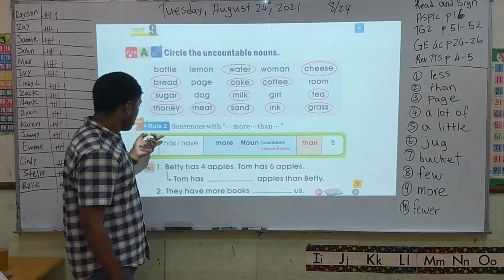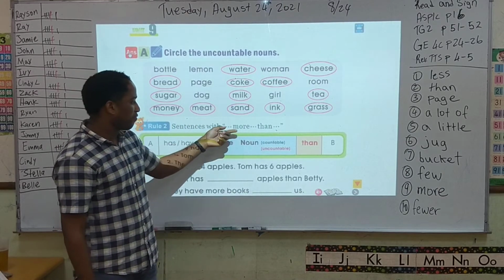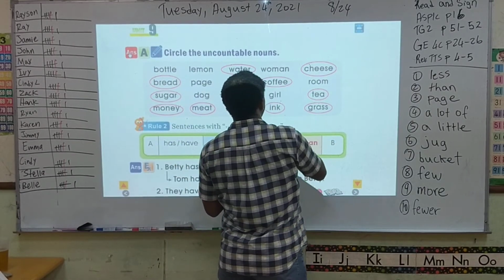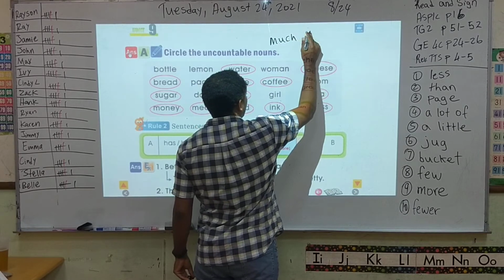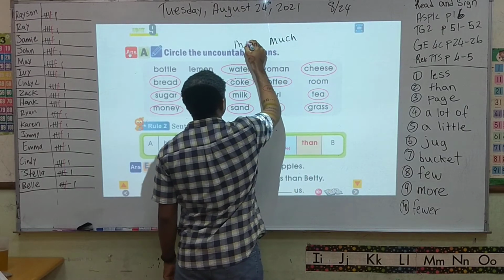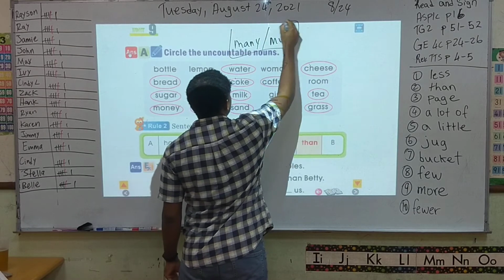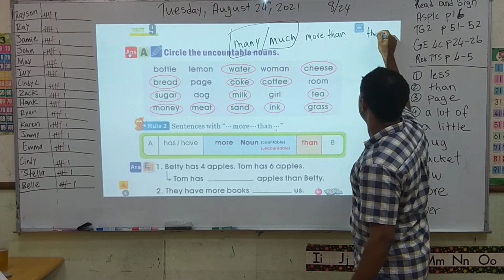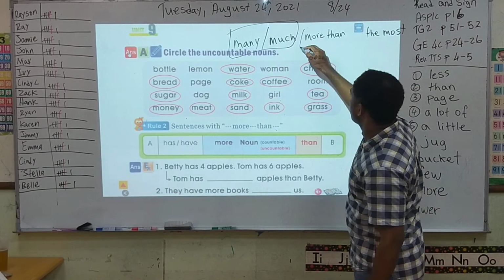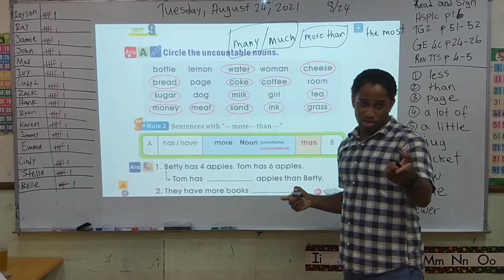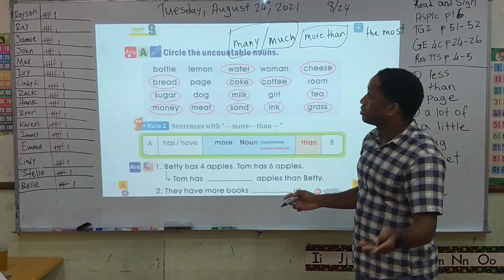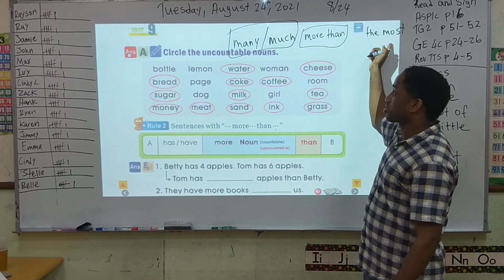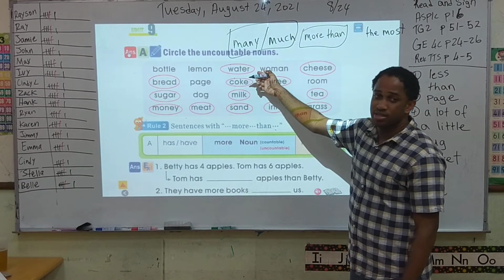Now, let us go to rule number 2. Sentence with more than. So remember, much and many. Much or many. Then you have more than, and you have the most. Okay, so today we're going to use this one. So you see, many is used for countable, much is used for uncountable, but you have more than, right? You have the most, right? Good.